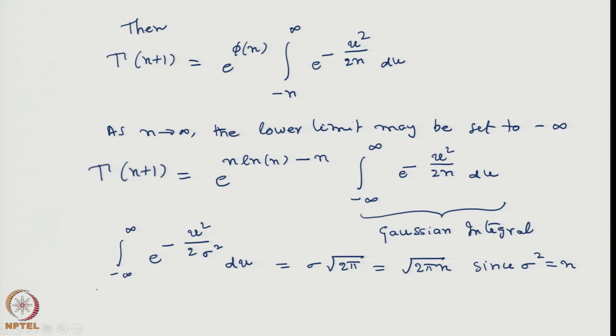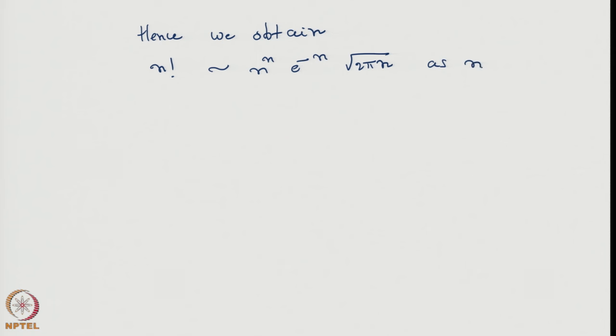So our integral takes the form: this is gamma of n plus 1, and the exponent n plus n log n gives e to the power n log n, which is n to the power n, times e to the power minus n, and the Gaussian integral is the square root of 2 pi n. And by definition, we know that that is n factorial, hence we obtain the approximation n factorial equals n to the power n e to the power minus n square root of 2 pi n as n tends to infinity.